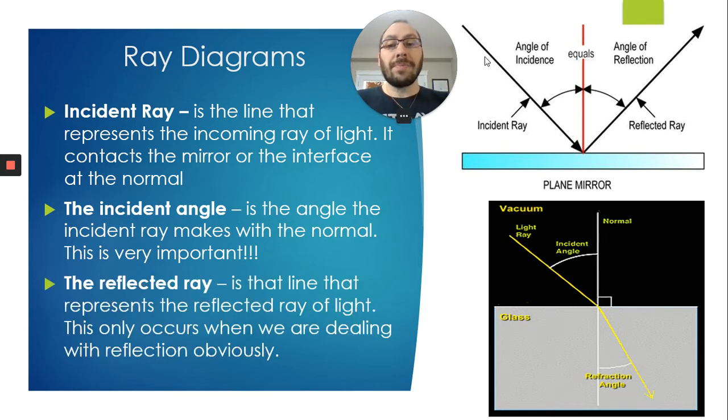The reflected ray is something that's only on the reflection diagram, and the reflected ray is the ray of light that bounces off due to the reflective surface. So this right here would be the reflected ray. Now, I said it's not down here. It only occurs when we're dealing with reflection. So that is true. It does not happen on refraction.